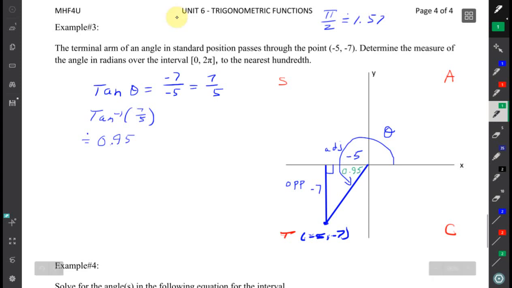Because this value is less than here, this is actually beta. So now I can label what it is, right? It's not theta, it's actually the beta. So now if I want to find theta, I need to take pi and add 0.95.